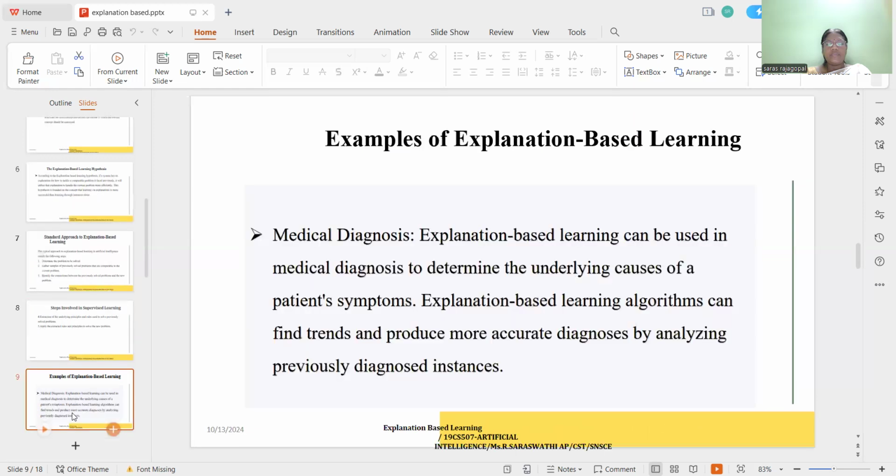Example of explanation-based learning: medical diagnosis system. It can be used in medical diagnosis to determine the underlying causes of a patient's symptoms. It can learn and produce more accurate diagnoses by analyzing previously diagnosed instances.